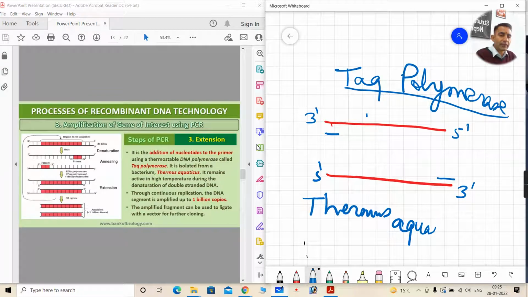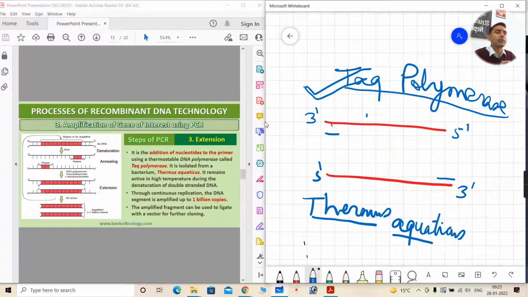Aquaticus. Thermos means high temperature, and aqua means water. It means this is the bacteria from which we have obtained this enzyme, this DNA polymerase enzyme, which we have isolated from one bacteria, that is Thermus aquaticus. The name is indicating hot water.